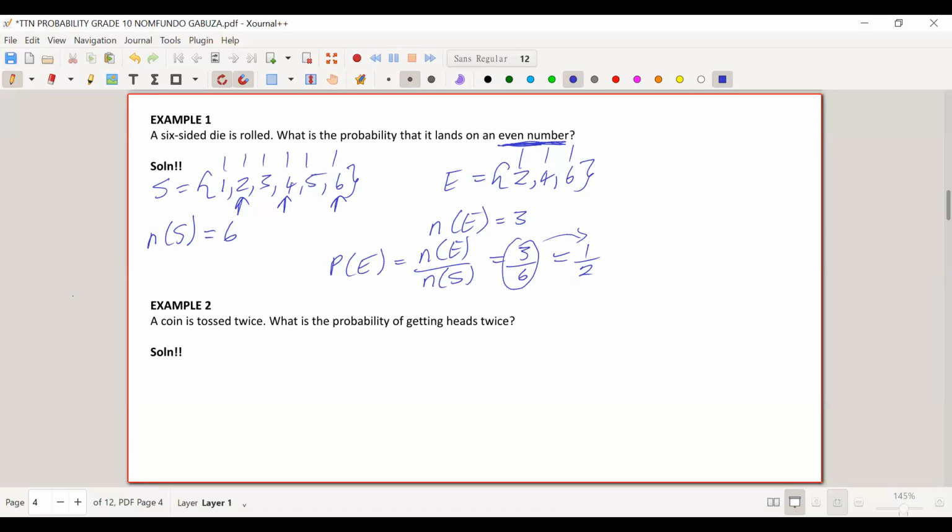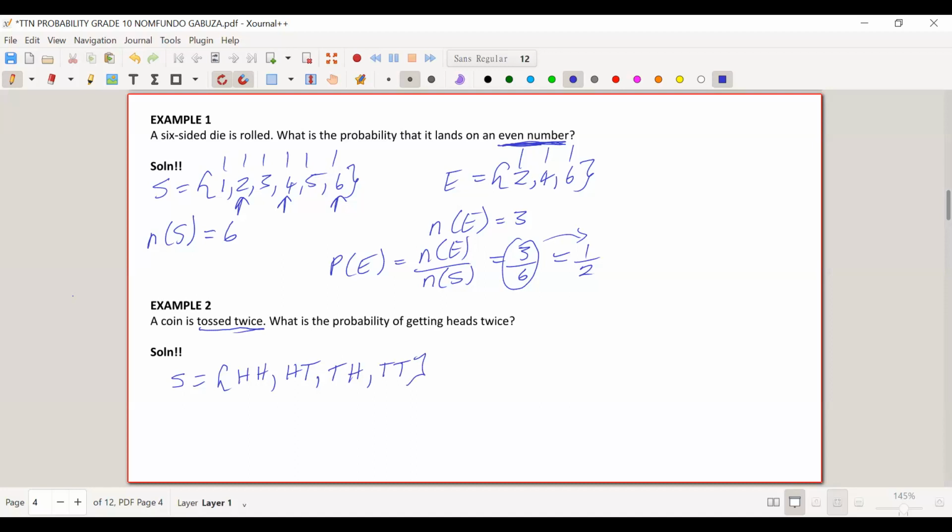So let's take a look at example 2. Example 2 says a coin is tossed twice, right? And what is the probability of getting heads twice? The coin is tossed twice, which means our sample space is going to be, since the coin is tossed twice, we can have heads and heads, heads and tails, tails and heads, and tails and tails, right? This is our sample space.